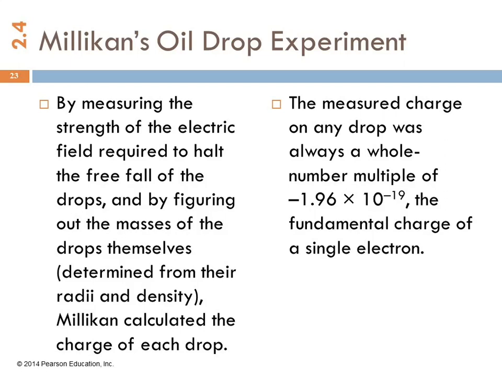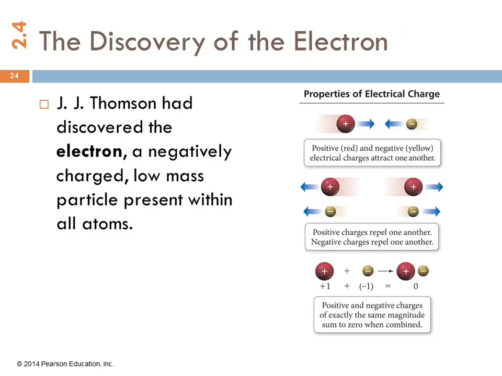Thomson figured out the charge to mass ratio. What can you do with those two numbers? You can figure out the mass of an electron. You can't weigh an electron. You can't even collect electrons, but we can figure it out. So what J.J. Thomson had discovered was the electron. It's negatively charged, and it has a very low mass, and it's present in all atoms.